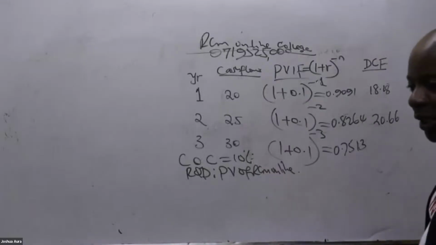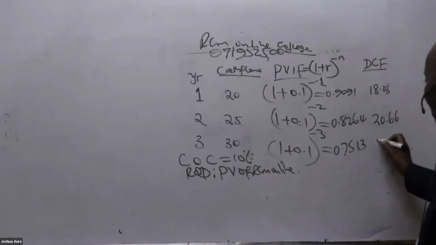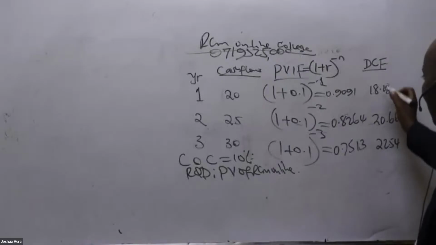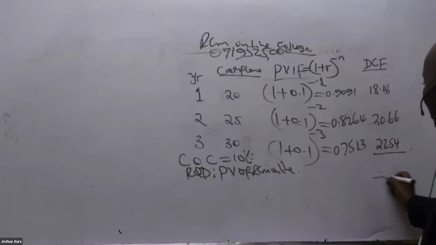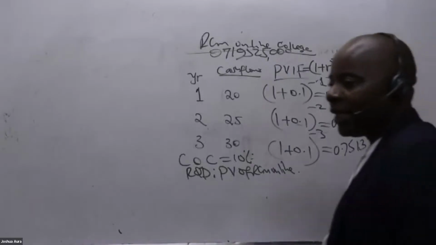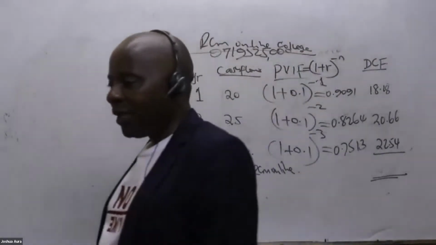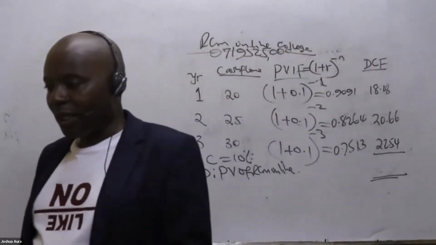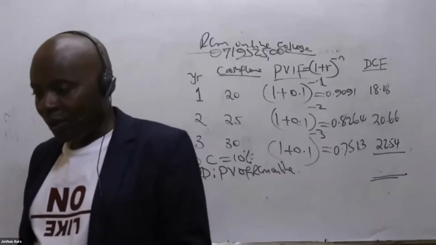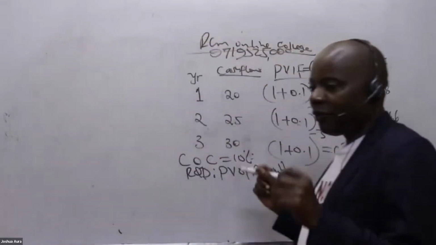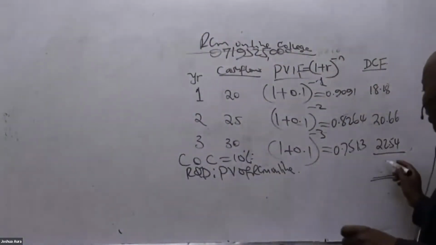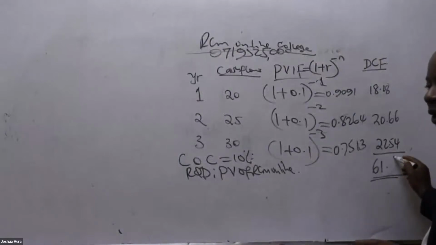And then the last one is 22.54. Now the discounted cash flows can be added directly. You add the discounted cash flows directly, 61.68. So this is the value of RCM Online College. If you give me this kind of millions upfront today, I run away and leave the college for you.